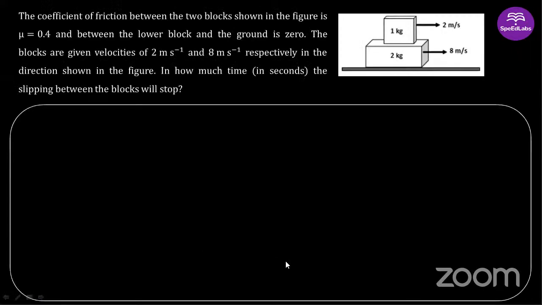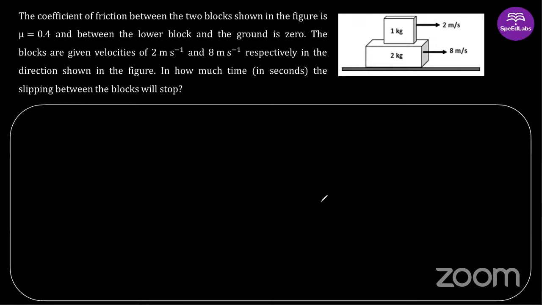The coefficient of friction between the two blocks shown in the figure is mu equal to 0.4, and the coefficient between the lower block and the ground is 0. So there is no friction between the ground and the bottom block. The blocks are given velocities 2 meter per second and 8 meter per second respectively in the direction shown in the figure. In how much time, in seconds, will the slipping between the two blocks stop?